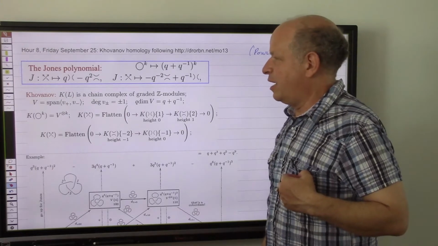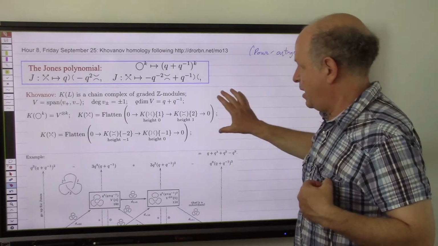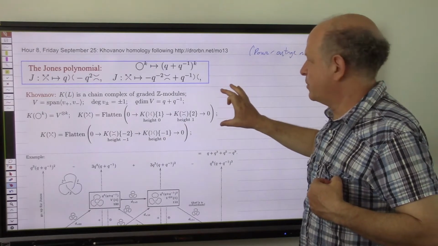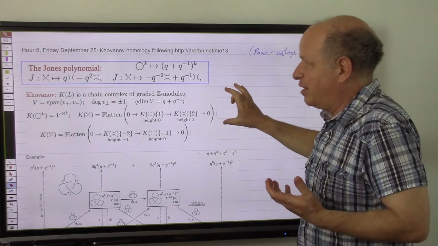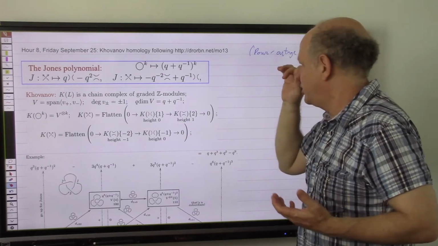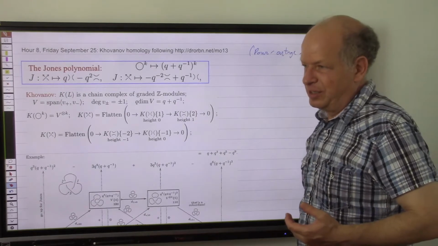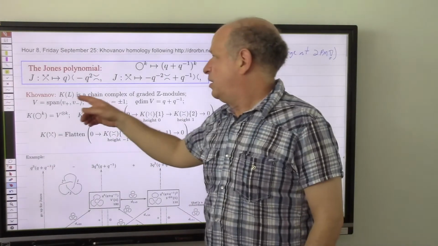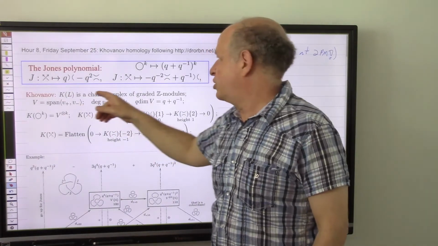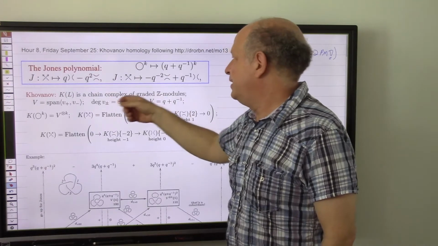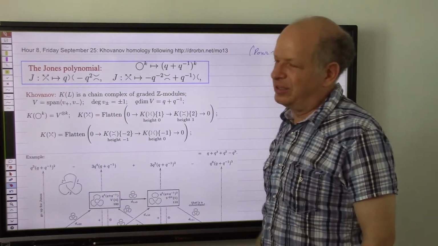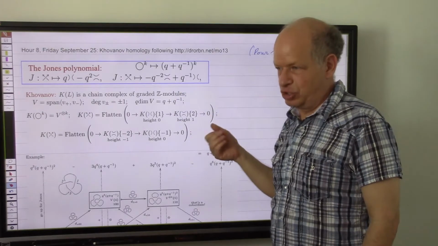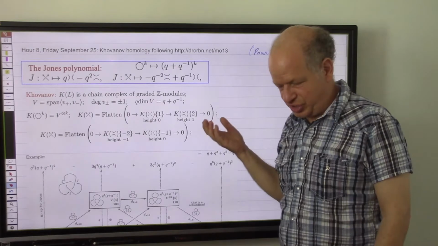And I wanted to mention a very similar, like 3-line, 4-line description of the Khovanov complex. You have to sort of understand what it says, but I wanted to still mention it. So K of L, the Khovanov complex of a link or a knot, is a chain complex of graded vector spaces, or if you work over Z, Z modules. And everything works over Z just as well.